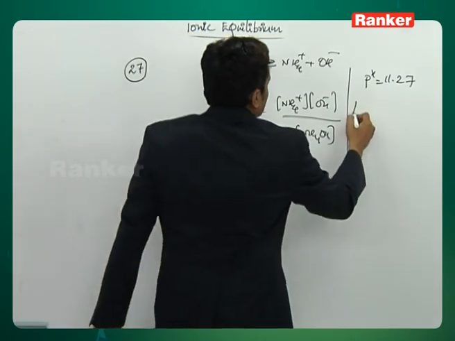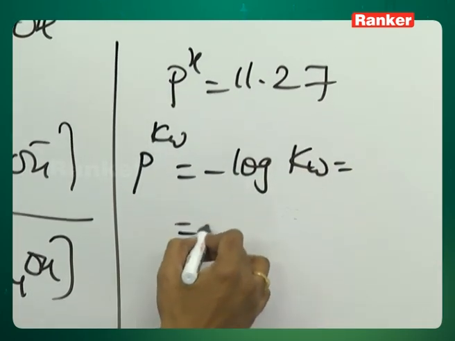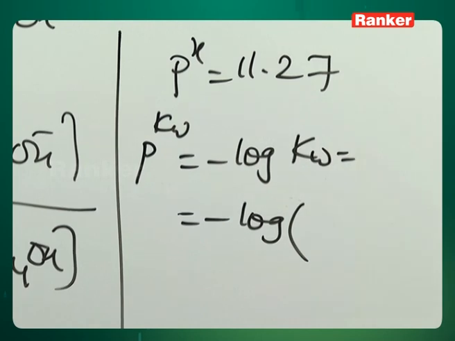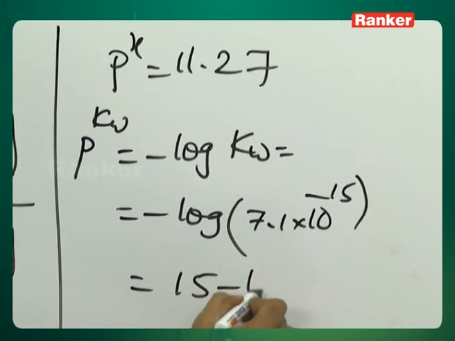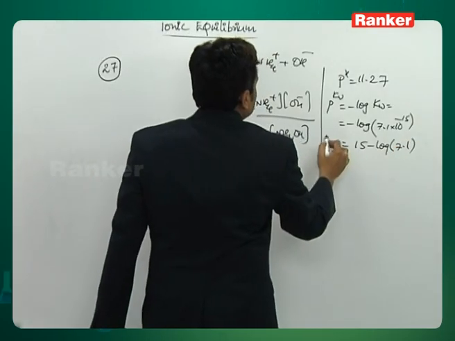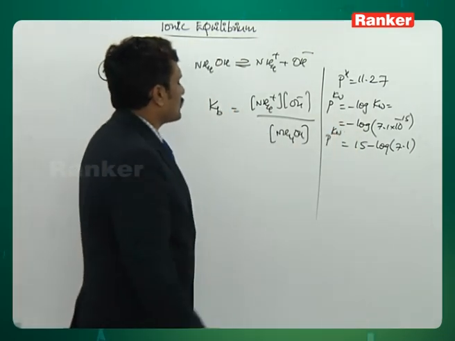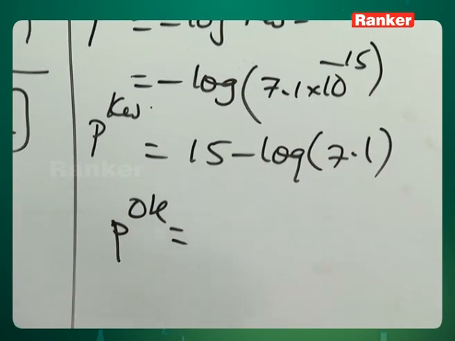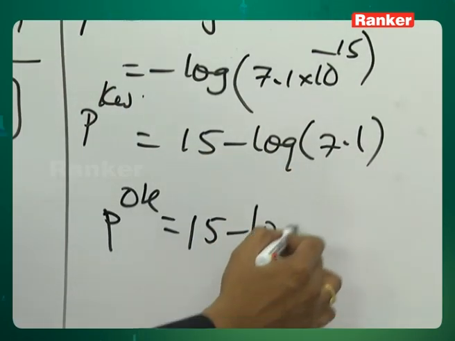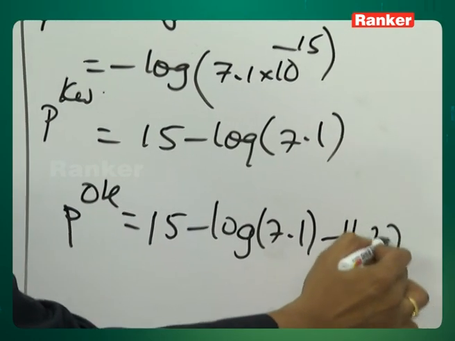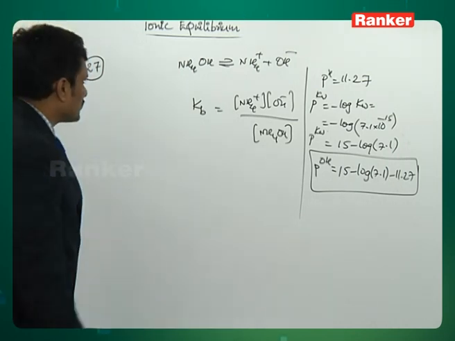So let me first find out pKw, that is negative log of Kw, that is negative log of 7.1 into 10 to the power minus 15, that is 15 minus log of 7.1. This is the pKw value what we obtained, but not 14. Then in that case the pOH of this solution is pKw minus pH. So this is the pOH value, and you have been given the concentration of this as well.